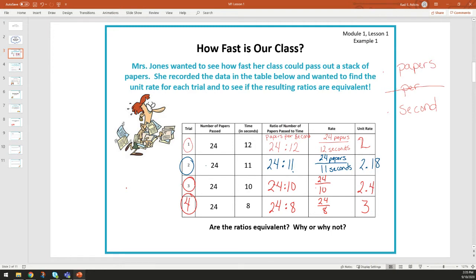So when we talk about are the ratios equivalent, why or why not? We have a different unit rate every single time. We had a different ratio every single time between our trials. So I know they are not equivalent to each other because I ended up with separate unit rates for each trial.